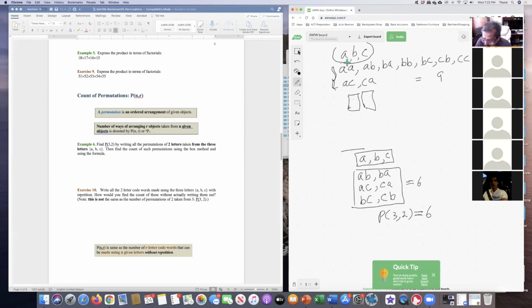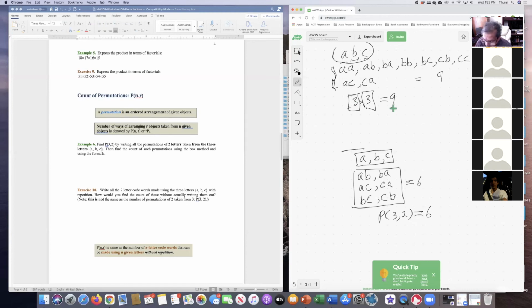I can put A or B or C in the first box. So 3 ways, and repetition is allowed. So how many ways are there for the second? 3 again. So that's how you get the 9. If you get that 9 without writing it out, you don't have to write it out.